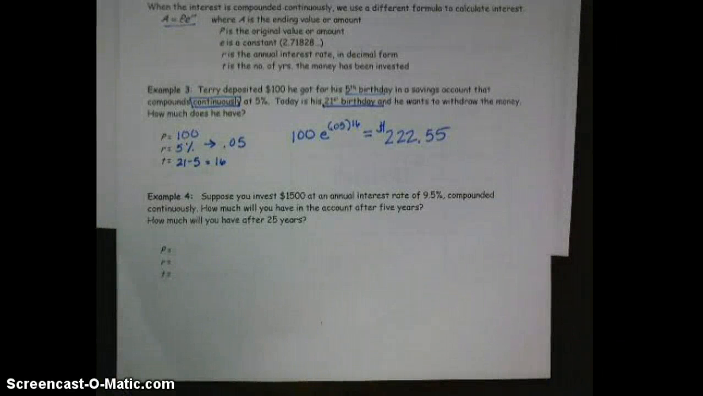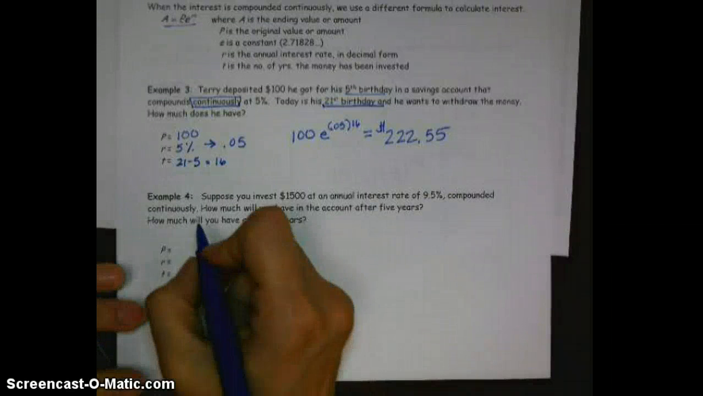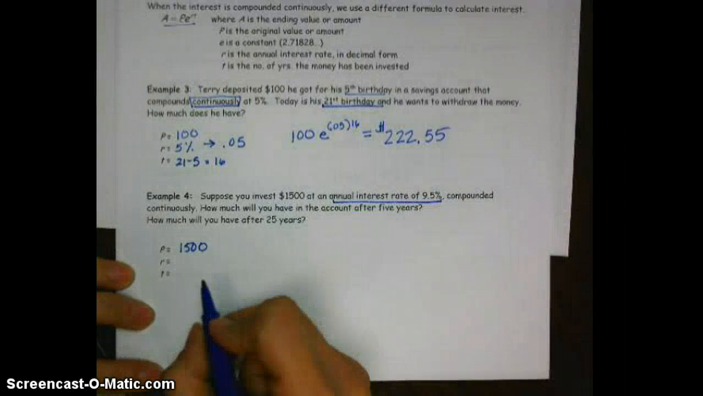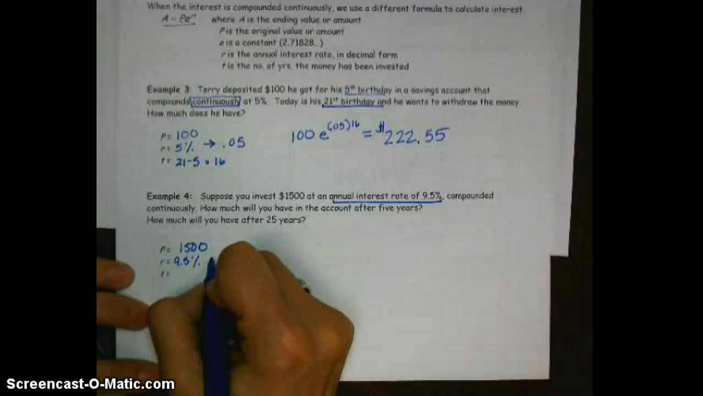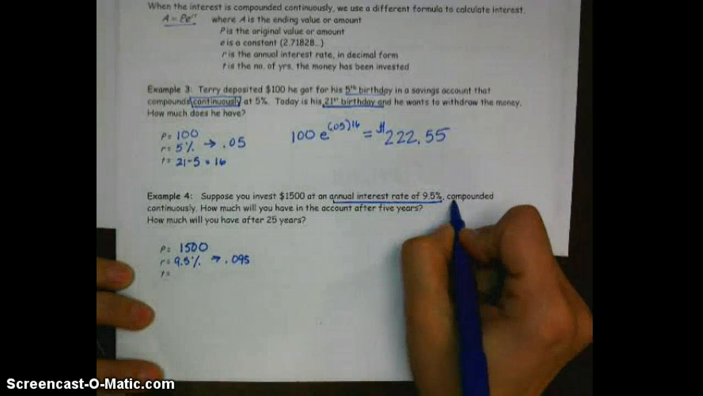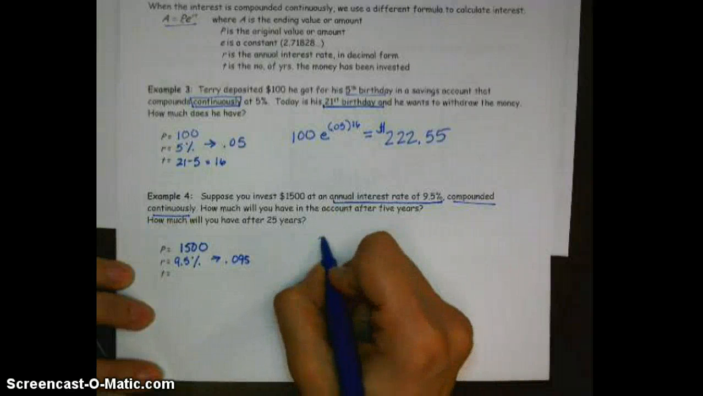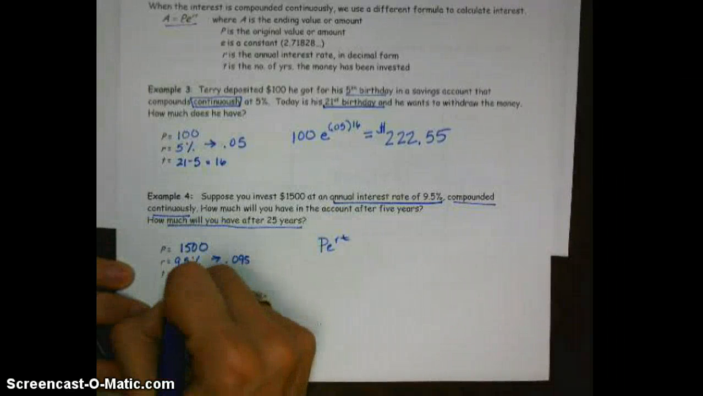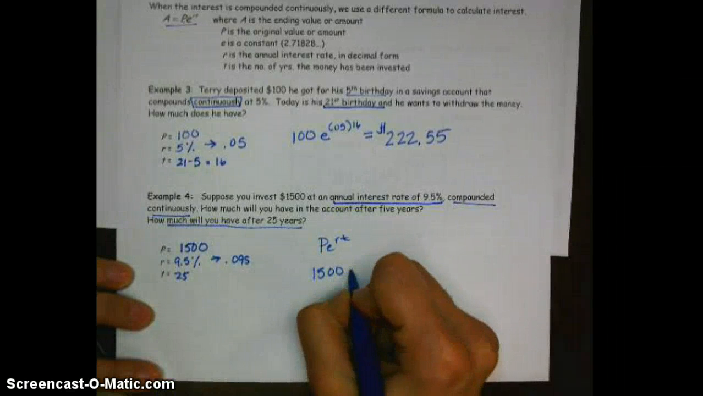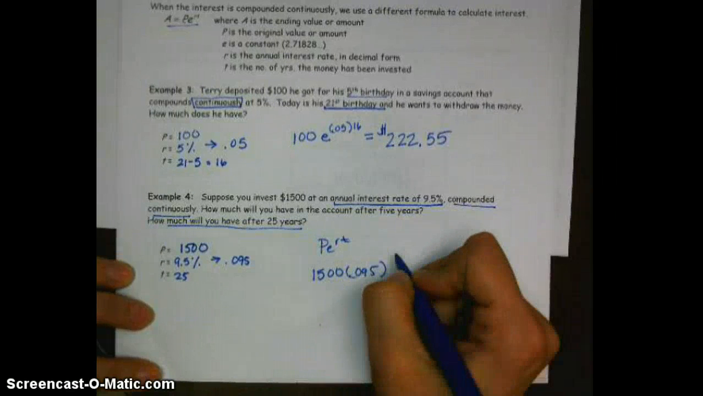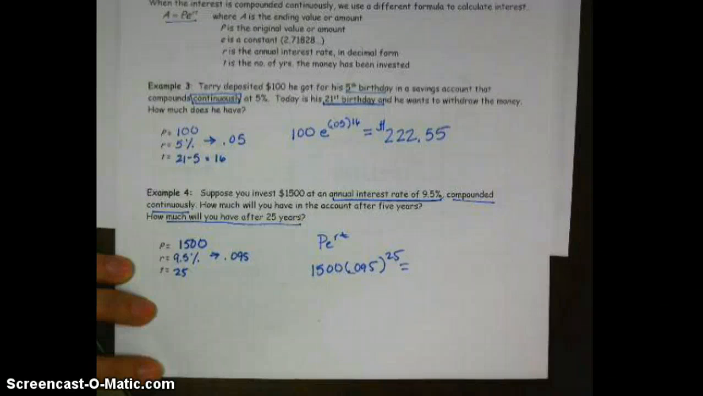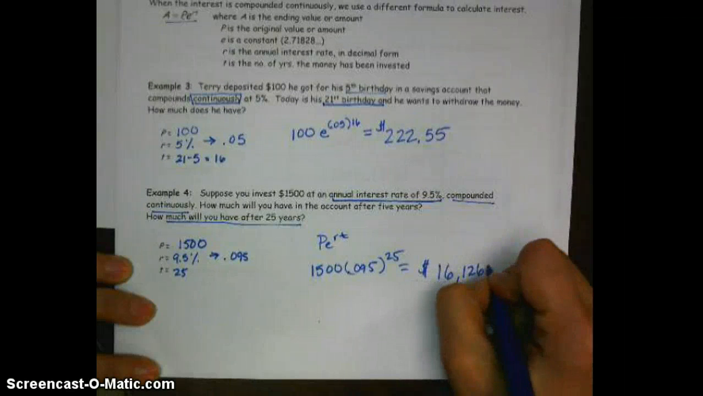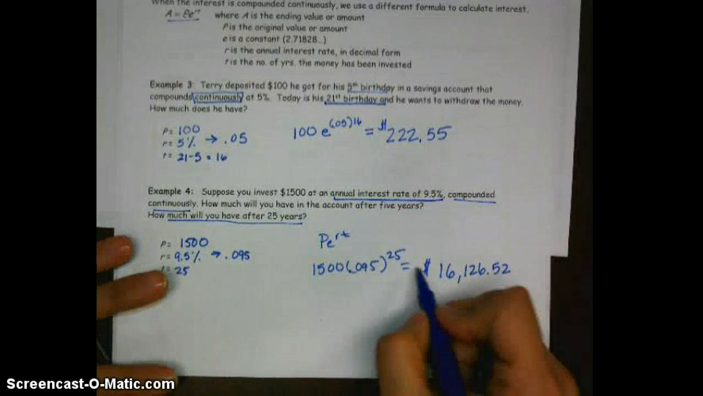All right, in our last example, suppose you invest $1,500, so that's my initial amount, at an annual interest rate of 9.5%, so 9.5% as a number is 0.095. It's compounded continuously, so that means we're going to be using the PERT format, and total time is 25 years. So we're going to substitute into PERT, and we get this equation, you put that into the calculator and we get the total amount after all this time is now $16,126.52.